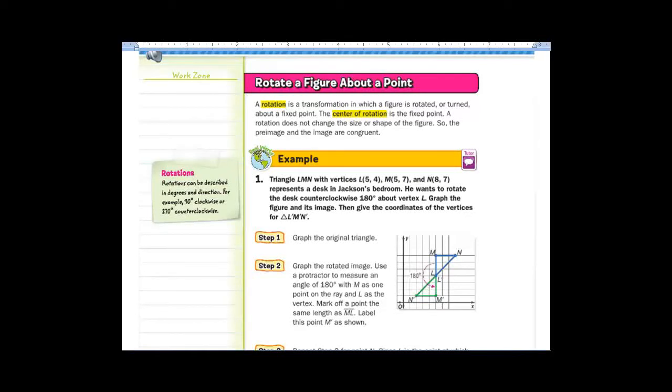All right, chapter 6, lesson 3, still talking about transformations. This time we're going to talk about rotations.